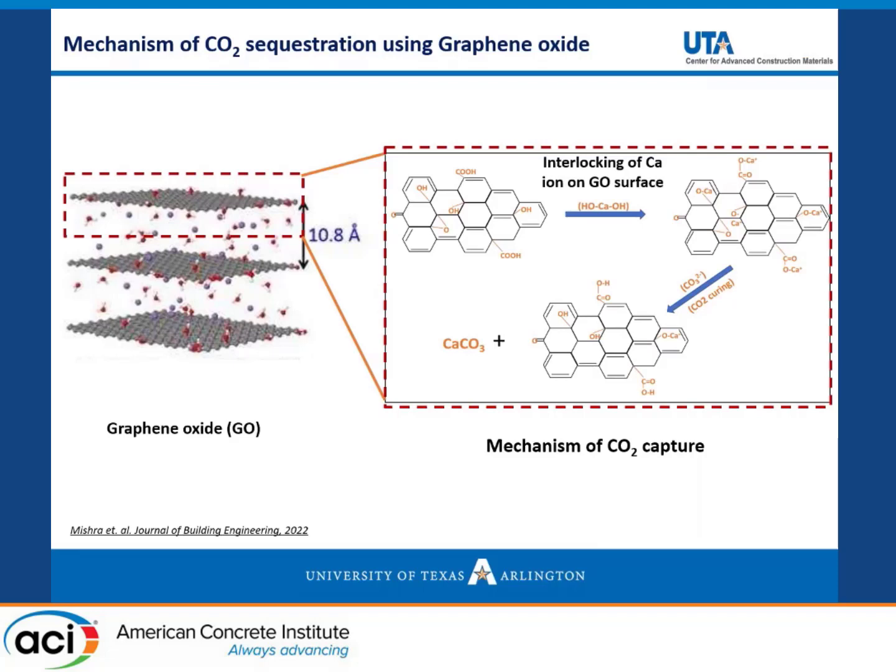So why did graphene oxide addition increase carbonation? And the reason is that because of the carboxyl and hydroxyl groups, as you add GO during hydration, the calcium ion gets attached, and of course, as a result, when you have CO2, you have more calcium carbonate.